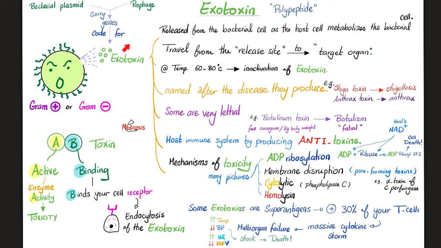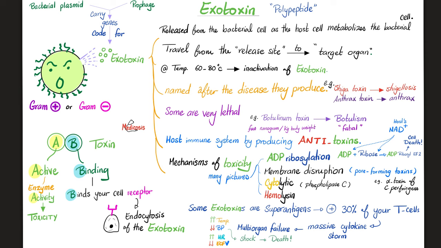Exotoxin, I'm released from the bacteria. I could be gram-positive or gram-negative bacteria. Who made me? An order from the genetic material. Bacterioplasmid or prophage, they carry genes which code for proteins. The protein is the exotoxin. It's a polypeptide in structure. Since it's called exotoxin, it is released and it's going to travel from the release site to the target organ. However, be careful because high temperature can inactivate the exotoxin.